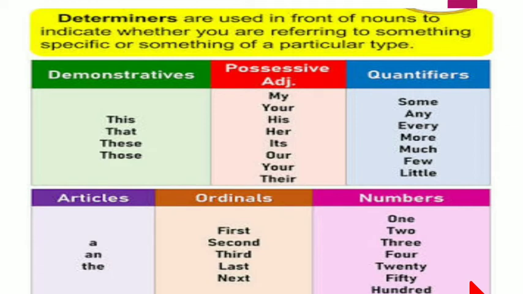So here we understand that determiners are used in front of a noun to indicate whether you are referring to something specific or something of a particular type.